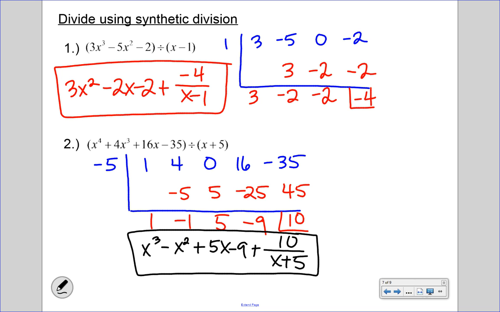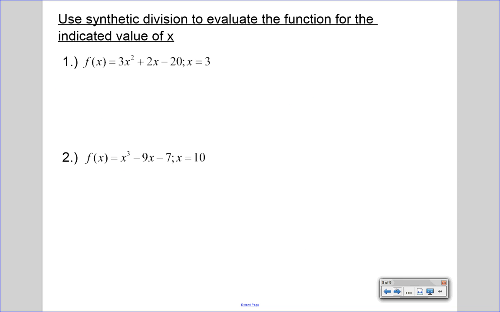I have two more examples for you, and this is a little different. We can actually evaluate a function using synthetic division. So for number 1, if we didn't use synthetic division, we would plug in 3 for all the x's, calculate and simplify, and we would get a certain number. Well, we can use a different method, synthetic division, and this is the remainder theorem. If we plug in 3 to synthetic division, whatever the remainder is, that's your answer.